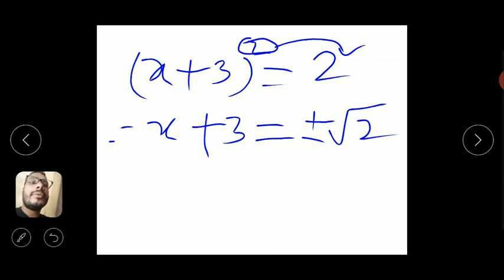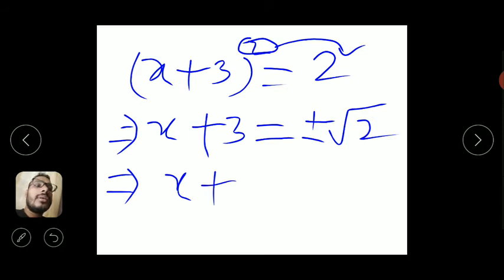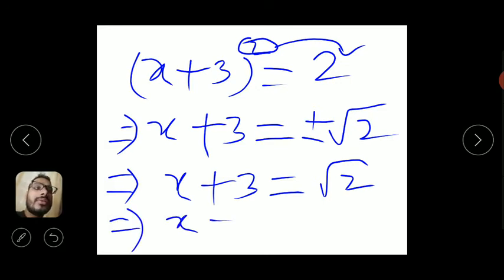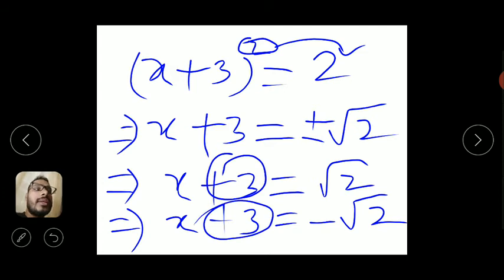Next, x plus 3 is equal to the square root of 2. We get two equations here because there is a plus and minus sign. So with plus, and then with minus, x plus 3 is equal to minus square root of 2. Now just transpose this plus 3 to the right hand side and you will get the solution.